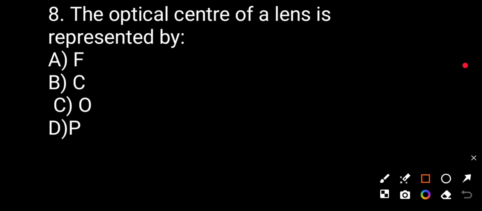Question number 8. The optical center of a lens is represented by F, C, O, P. The correct answer will be O. Option C is correct.